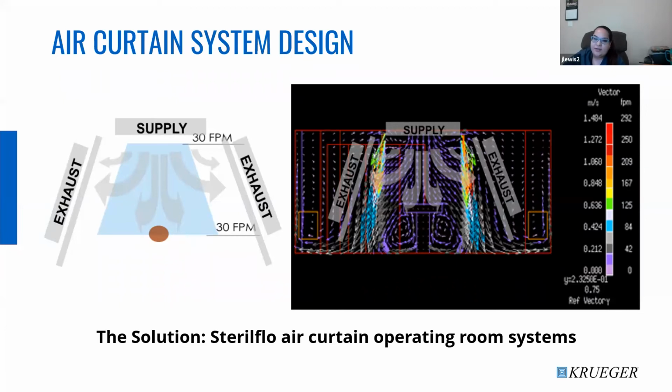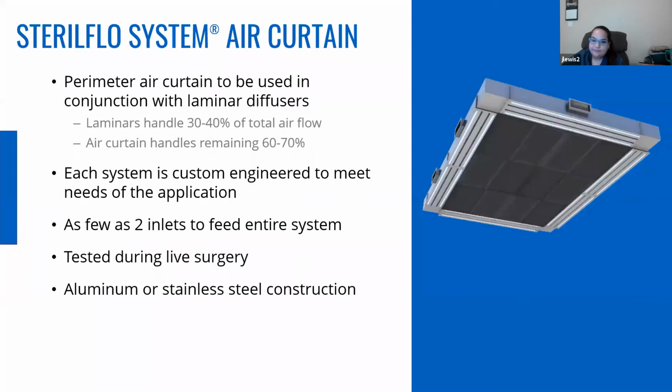In addition to the laminars, we also have that linear air curtain. As far as sizing, that air curtain can take up to about 60 to 70% of the total airflow you need for your space. So the laminar array only needs to provide about 30 to 40% of your total airflow if you have that air curtain. It's important to maintain that balance relationship to ensure that both the laminar array and the air curtain are working together properly.